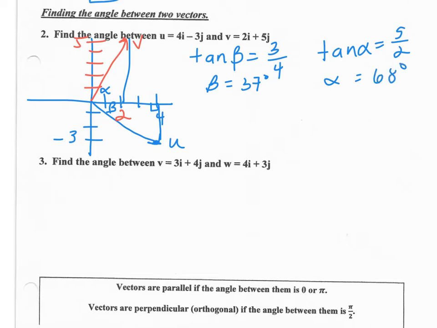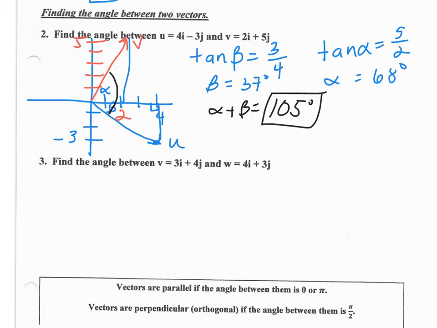Now, if I want the angle between them, I'm talking about the angle in between the two vectors. So I need to add alpha plus beta together, and I get 105 degrees. So when I say find the angle between the two vectors, it would be 105.